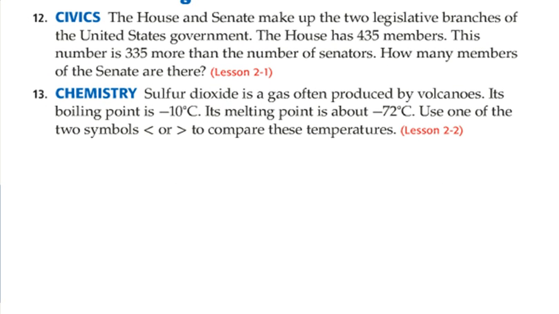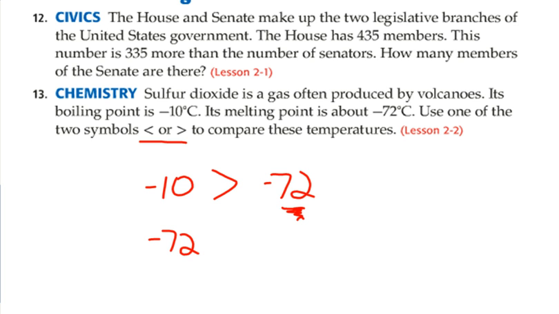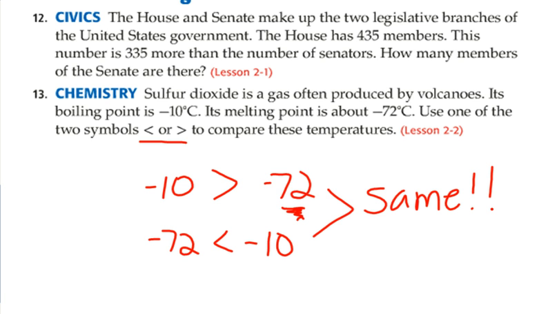Now, the only thing about this one is they give you a word problem that goes along with it. So we want to use less than or greater than. Why don't we just say, all right, let's compare these two numbers. Which one is more negative? They're both negative numbers, but we know this one has a greater negative value, so this one is the lesser one. Negative 10 is greater than negative 72. Now that's the same thing if you wrote it this way. Negative 72 is less than negative 10. These are the same thing. Okay, so that's 13. How easy was that? And they just give you this whole paragraph, and everyone gets scared, but it wasn't that bad.